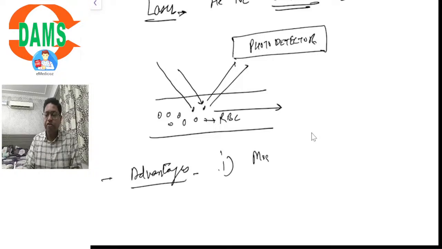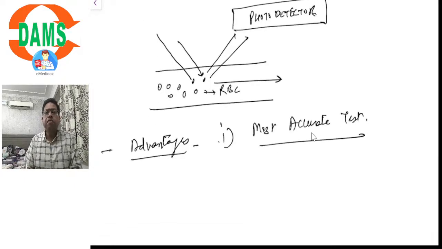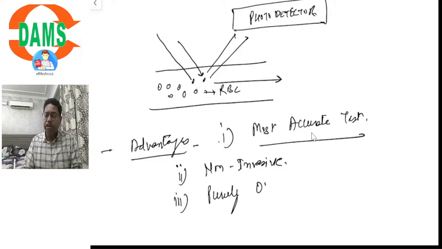What are the advantages of this laser Doppler flow meter? It is the most accurate pulp testing method. This gives an accurate indication of the viability of the pulp, whether it is vital or non-vital, because it is not relying upon the nerve fibers, but on the presence or absence of blood circulation. Secondly, these tests are purely non-invasive. We are not applying any heat, cold, current. They are purely objective tests.